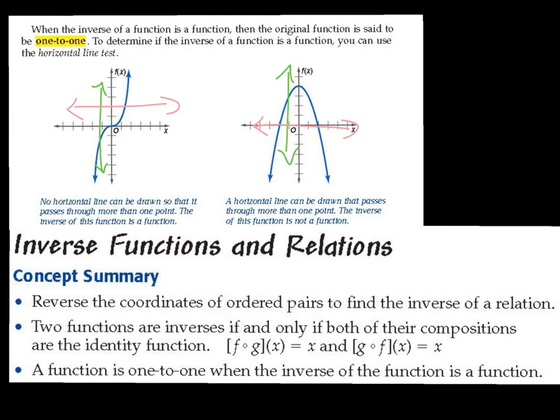In summary, reverse the coordinates of ordered pairs to find the inverse of a relation. Two functions are inverses if and only if both of their compositions are the identity function, so they both have to equal x, and a function is one-to-one when the inverse of the function is also a function.